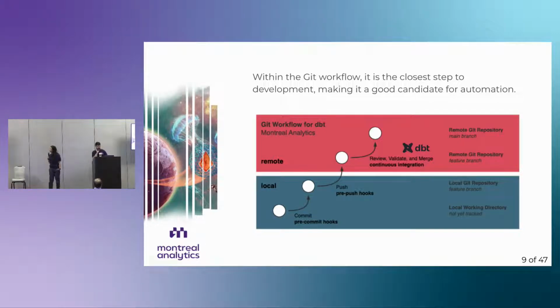This following diagram is just more of a magnified view of that development phase. So as DBT developers, once again, you see the commit, the push, the review, and validate and merge. With each of those steps in the workflow, we can apply pre-commit, but a good candidate for automation is right where you're committing on your local machine. That way, you can catch those errors more quickly.